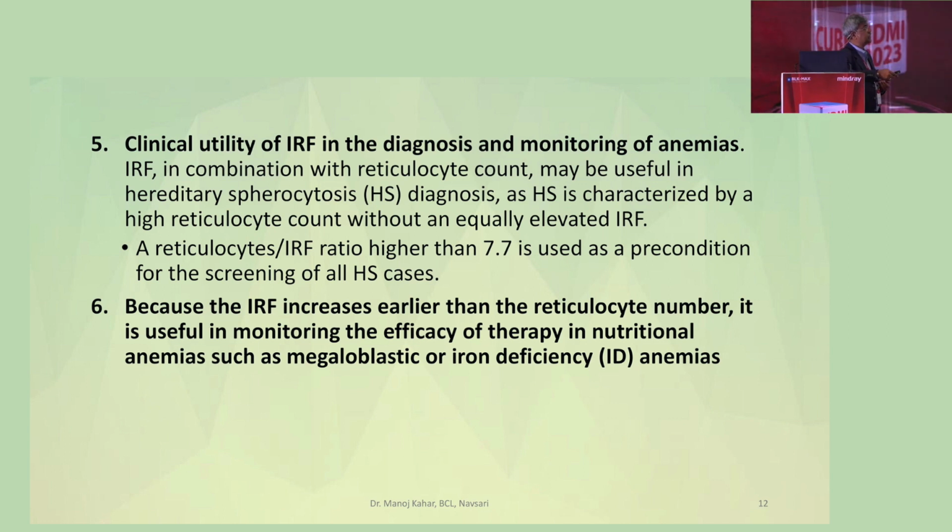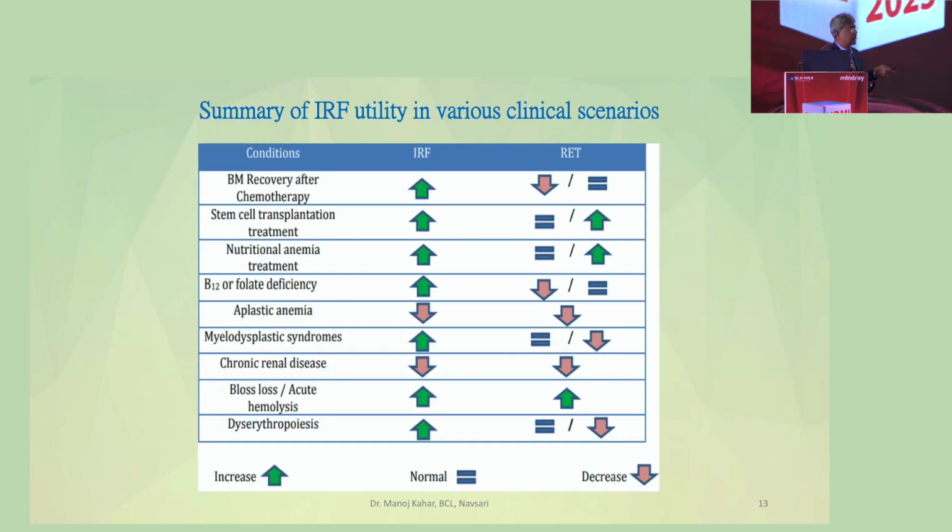Then IRF is also used in the diagnosis and monitoring of various anemias, and some of the researchers have used a reticulocyte count to IRF ratio of more than 7.7 as a precondition to screen for hereditary spherocytosis cases. And because IRF increases earlier than the reticulocyte number, it is useful in monitoring the efficacy of therapy in nutritional anemias such as megaloblastic or iron deficiency anemias. So these are all utilities of IRF. And this is a summary slide which tells us where IRF goes high and where the IRF will be low.